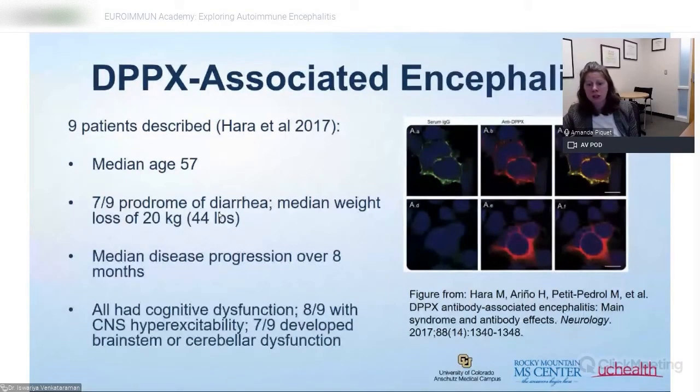So clinical features of DPPX-associated autoimmune encephalitis include this prodrome of unexplained weight loss. This is pretty common. It can happen in the setting of having profound diarrhea or even without diarrhea. It often has this very protracted course and resembles a neurodegenerative course. Particularly in this series of 9 patients, the median disease progression was over 8 months, very similar to the case that I presented here. He got to 11 months until this was recognized as an autoimmune disorder.